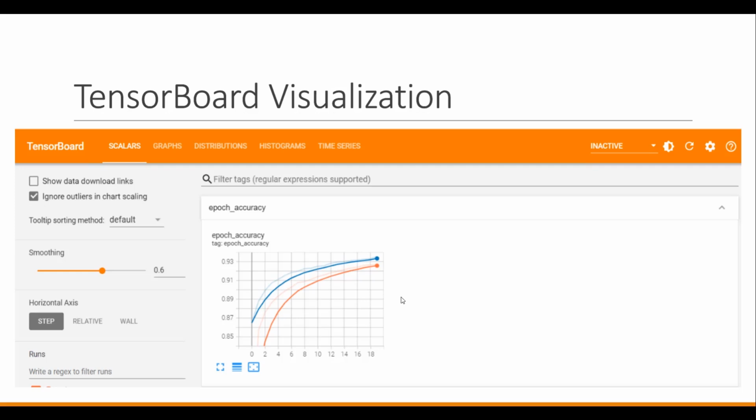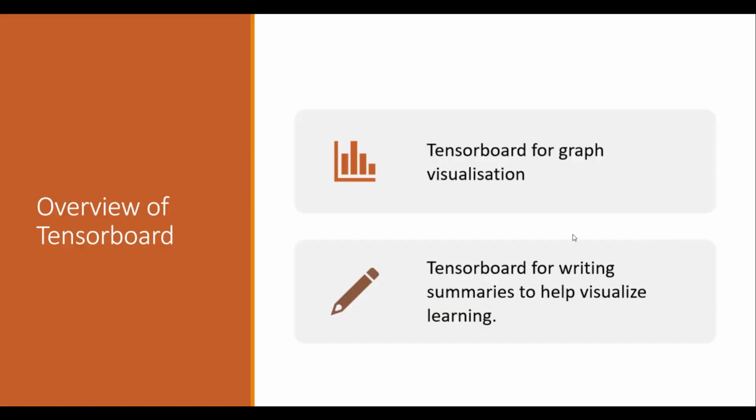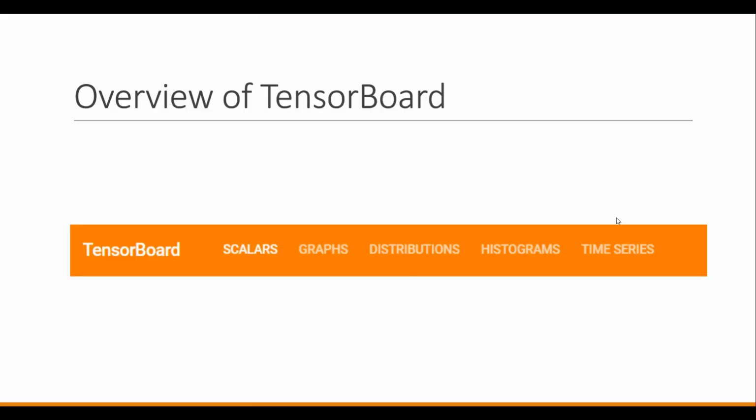Now we will see the overview of TensorBoard. TensorBoard is used to inspect the flow of tensors in your TensorFlow model, and it will also optimize your model, and this function is classified into two main parts. The first one is TensorBoard for graph visualization. The second one is TensorBoard for writing summaries to help visualize learning.